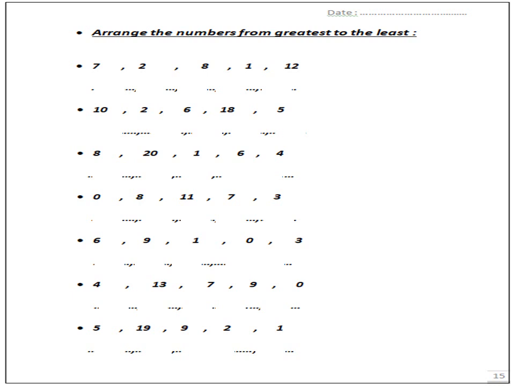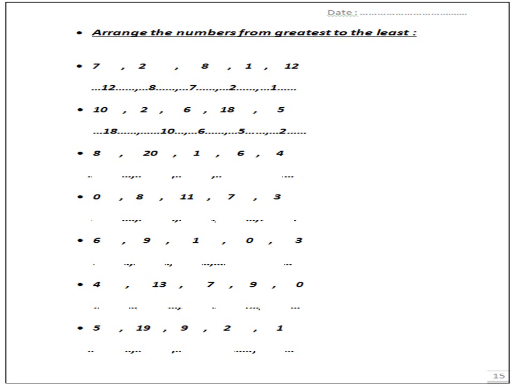So the biggest number here will be 12, after 12 8, and after 8 we take 7, and after 7 2, and the last number 1. 10, 2, 6, 18 and 5. So the biggest number here will be 18, after 18 10, and after 10 6, and after 6 5, and the last number here will be 2.